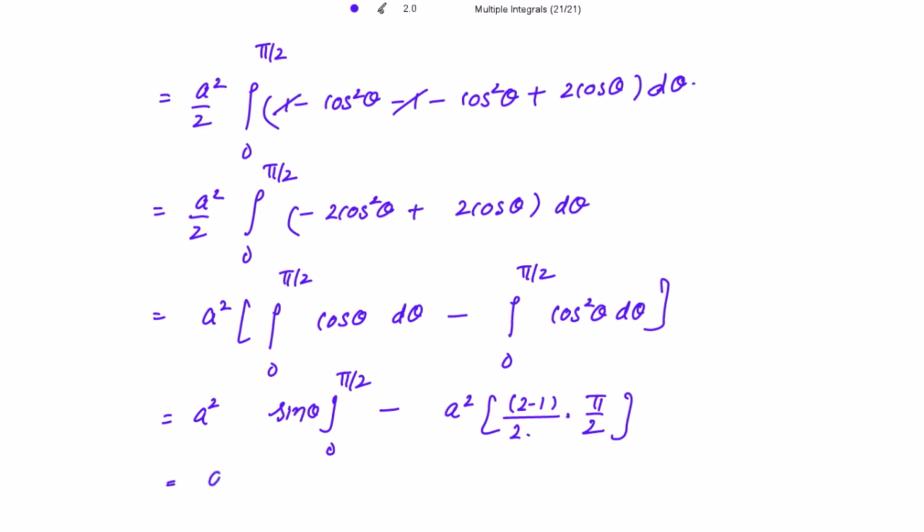So this is a square, sine of pi by 2 is 1, minus this is 0. So this is 1 minus a square, this becomes 1, so this is pi by 4. Taking a square common, this will be 1 minus pi by 4. This is the required answer.